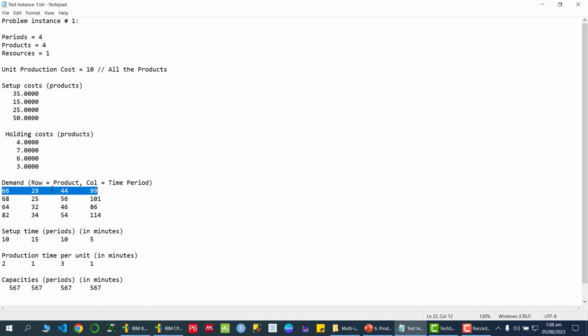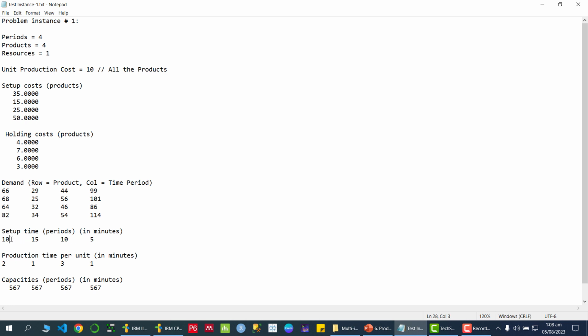The row is basically representing the product. So this is product one in month one, the first time period demand. This is the first product in the second time period demand, and so on. Similarly this is the second, this is the third, and this is the fourth product. And then we have the setup times.